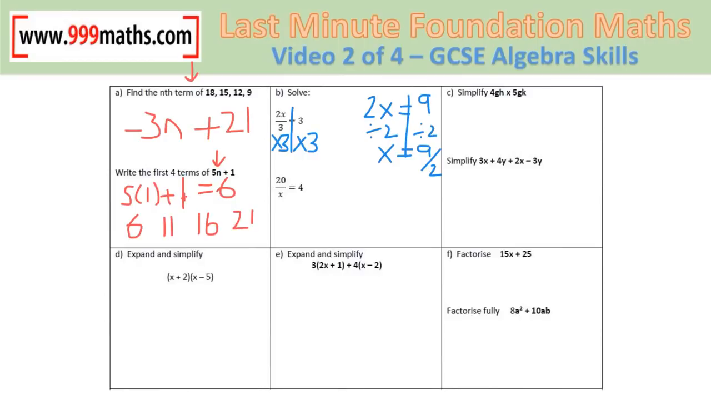I want you to do the second question, just imagining the number that should be there. 20 divided by what makes 4? The answer is 5.